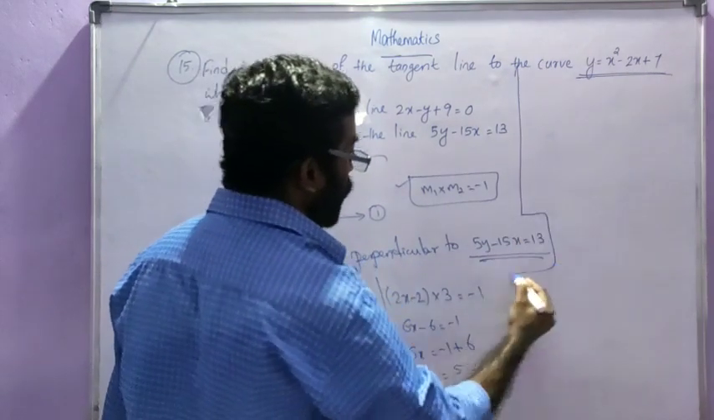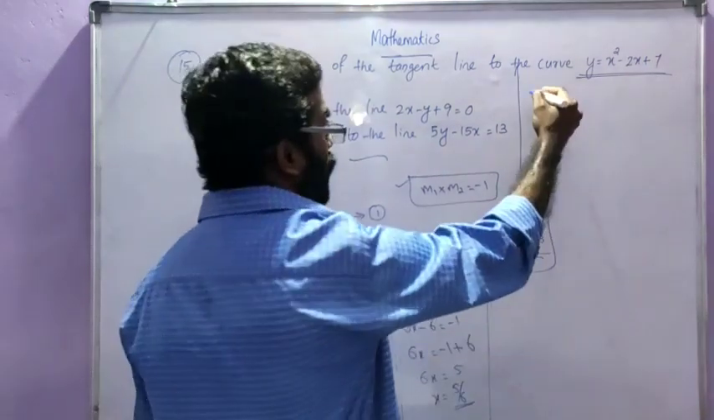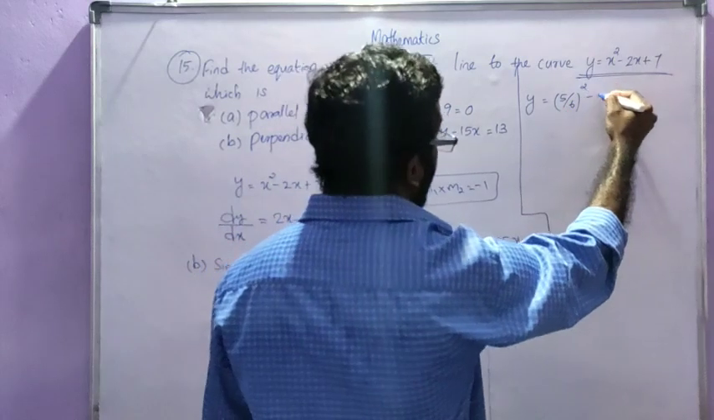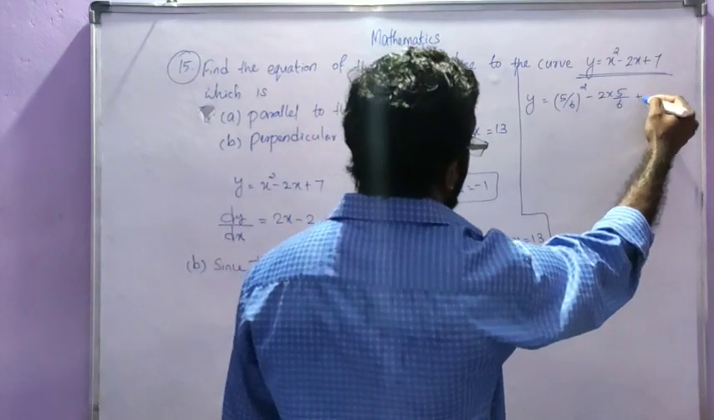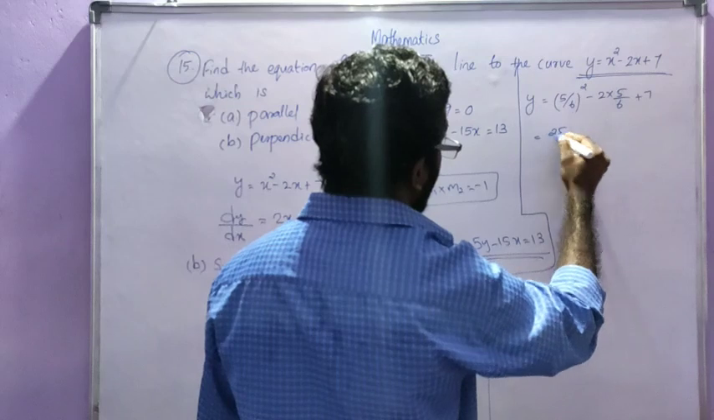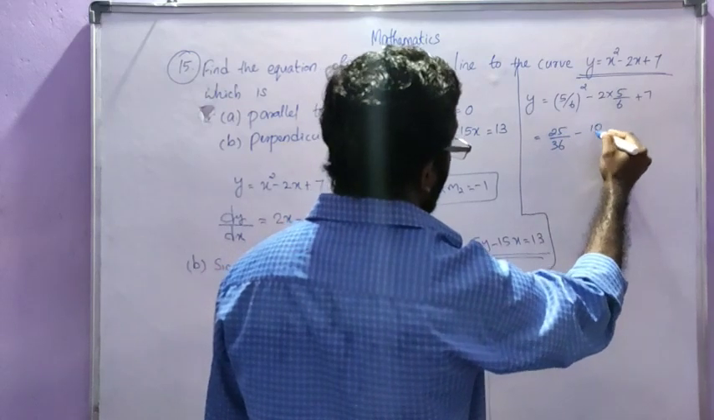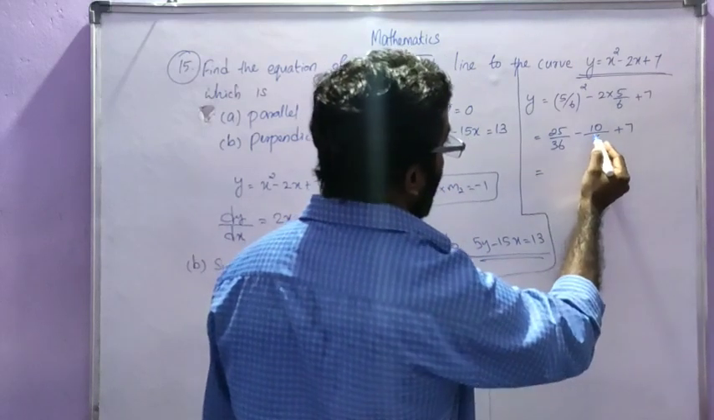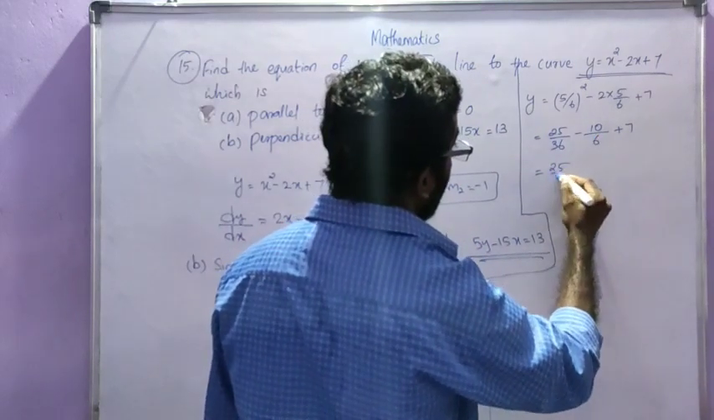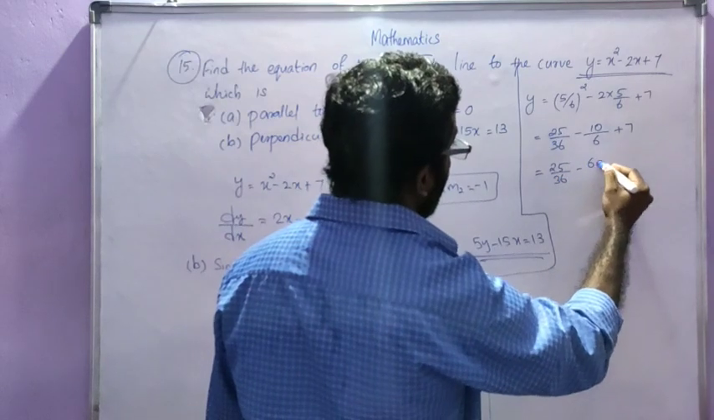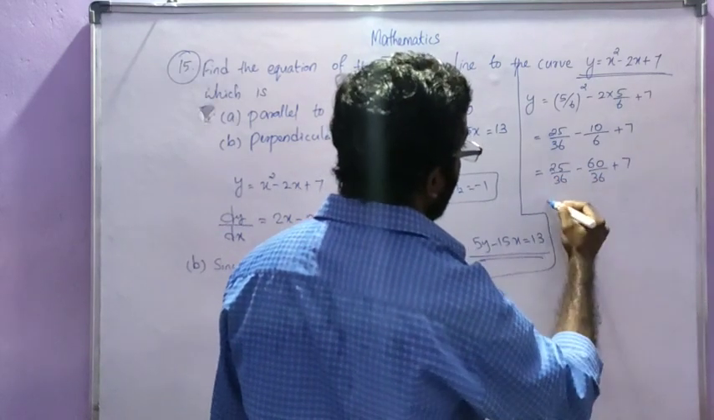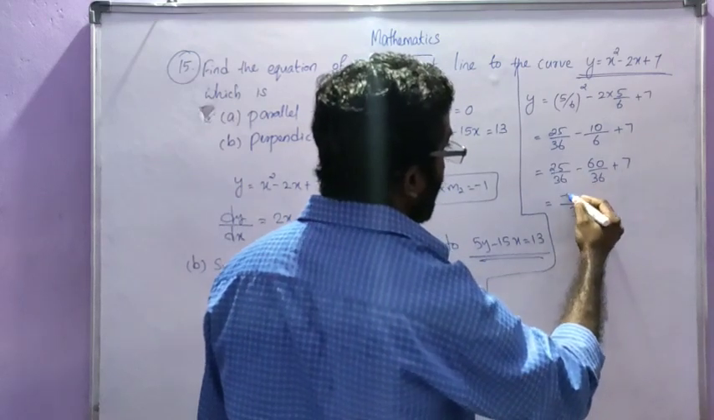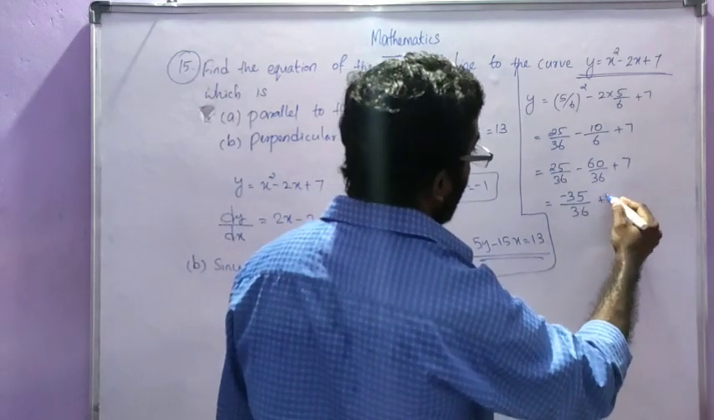Now we can find the corresponding value of y. So y is equal to 5 by 6 the whole square minus 2 into 5 by 6 plus 7. That is 25 by 36 minus 10 by 6 then plus 7. So here in the second term we can multiply both numerator and denominator by 6. So 60 by 36 plus 7. 36 common denominator, 25 minus 60 minus 35 then plus 7.